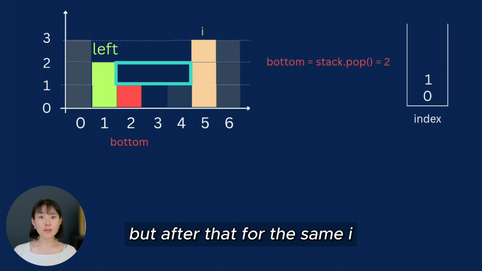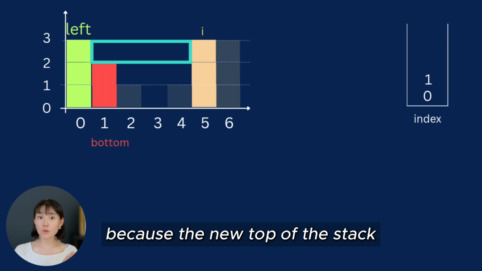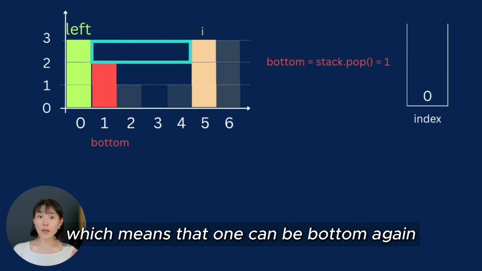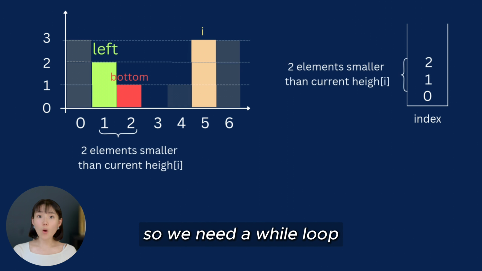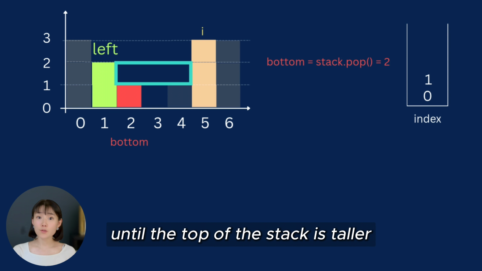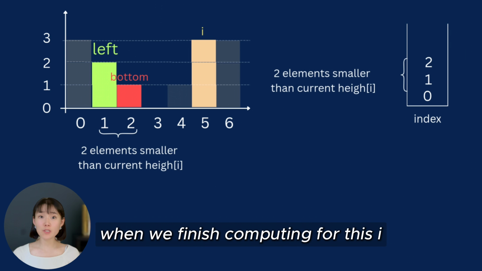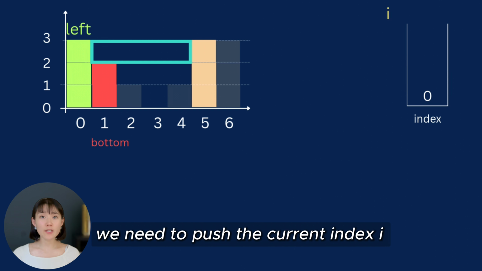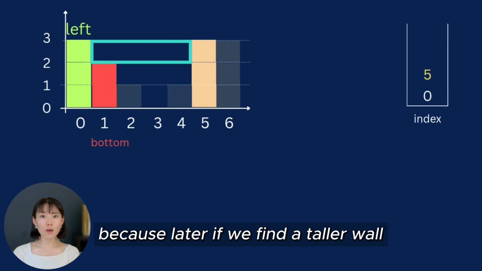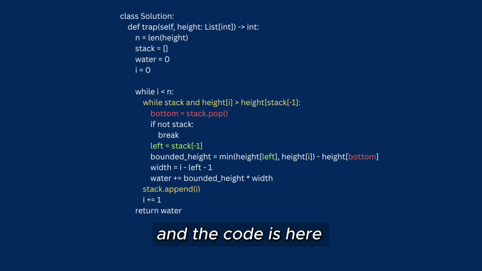But after that, for the same I, we can calculate another rectangle. Why? Because the new top of the stack is still smaller than current I, which means that one can be bottom again. So we need a while loop. Keep popping and computing until the top of the stack is taller or equal to the current wall. And the third key point: when we finish computing for this I, we need to push the current index I into the stack. Why? Because later, if we find a taller wall, this current wall can be a bottom too. And the code is here.